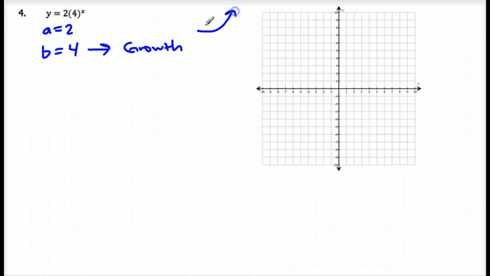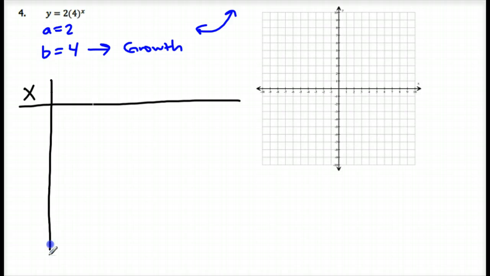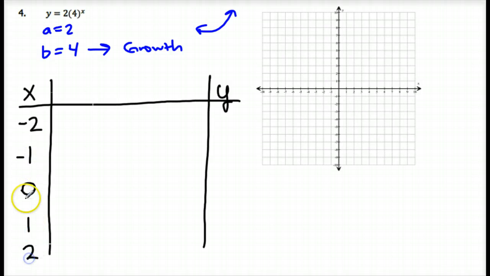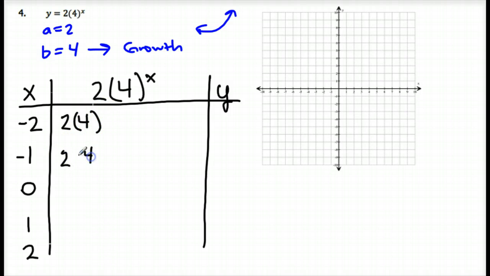So our graph is going to look like this. If I make my t-chart and plug in -2, -1, 0, 1, and 2, this time I'm going to need to focus on my order of operations. Every single time I'm going to be taking 4 to my power, and then I'm going to be taking that answer times 2. So it's going to look like this.